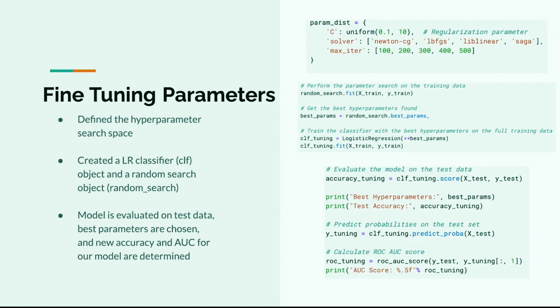The second coding block, after we set up a LR classifier object and a random search object, will be used to go through all of our X and Y training data to find all the parameters. And then we use a random search on the best parameters to give us the best hyperparameters that they found. We then train the classifier with the best hyperparameters on the full training set. And as you can see in the third block, we are expecting to get out a new accuracy score and a new AUC score and compare it with our non-fine-tuned model.